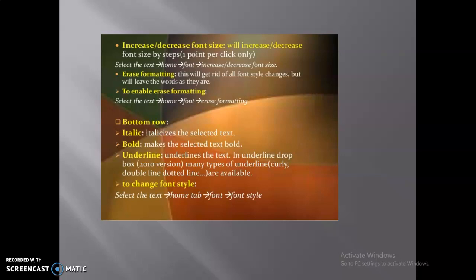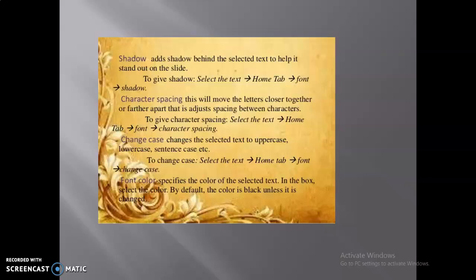Erase formatting. This will get rid of all font style changes but will leave the words as they are. Bottom row: italicize the selected text. Bold makes the selected text bold. Underline the text. To underline, use the drop box. There are many types of underline. To change font type, select the text, Home tab, and font style.